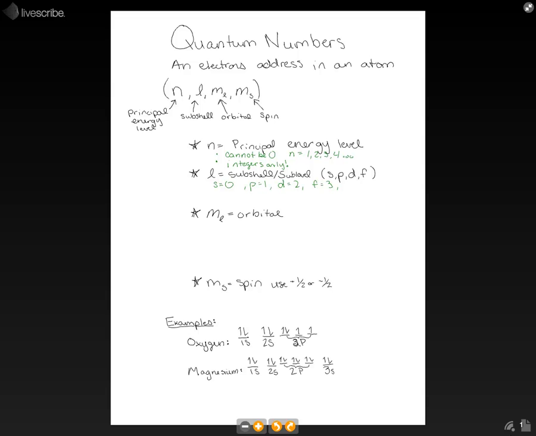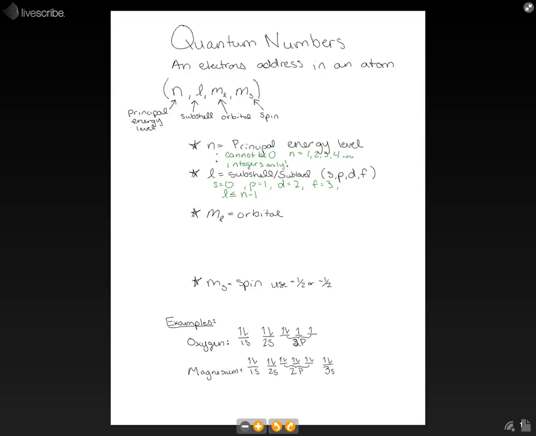So the general rule of this is that your L number has to be less than or equal to N minus 1. And that's because if we think about it, if we have 1 for our principal energy level, well, we know with 1 energy level there's only an S sublevel, so we could only have S. If it was 2, we could have an S or a P, etc.